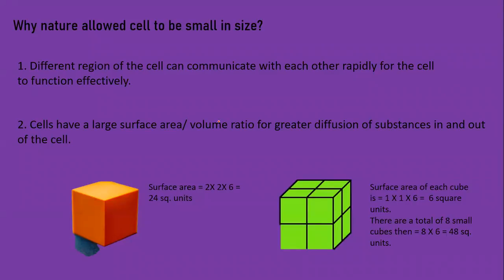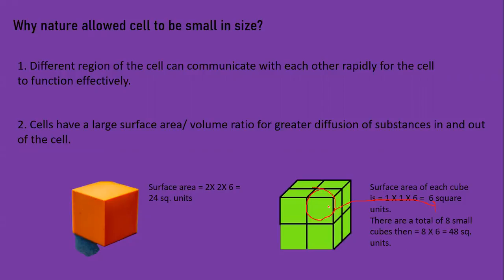Therefore, if 2 units was the dimension, the dimension of each smallest cube will be 1. The surface area of each cube is 1 into 1 into 6, which is equal to 6 square units. So if I am talking about one smallest cube, it has 6 square units. Why 6? Because each face is one square unit, so there is a total of 6 surfaces covering 6 square units.